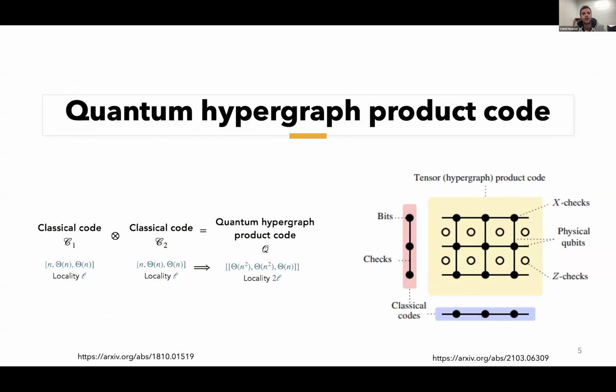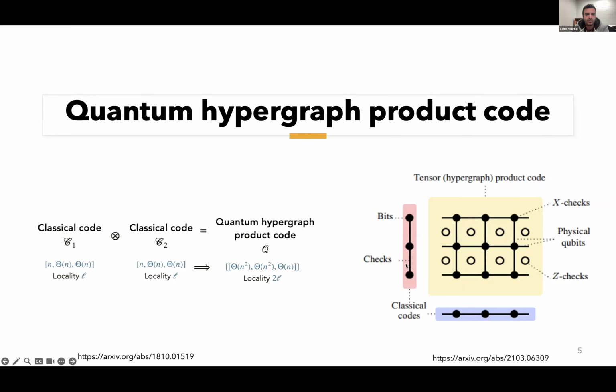Here we have a quantum hypergraph product code. If we consider two classical codes with linear distance and linear dimension and then calculate the tensor product between them, we can see that we have quantum hypergraph product codes. In this structure, we can see that the distance is linear, but the dimension is not linear yet. And also, we have a figure of this product construction.